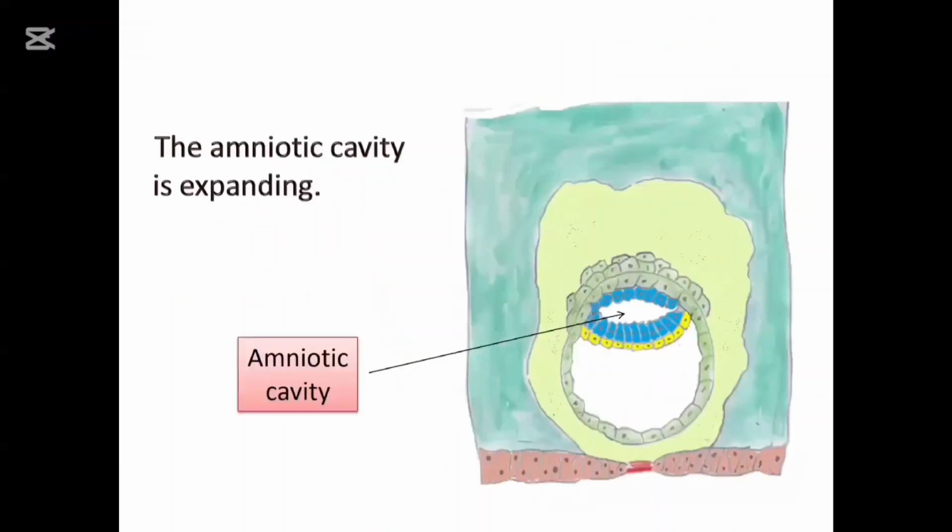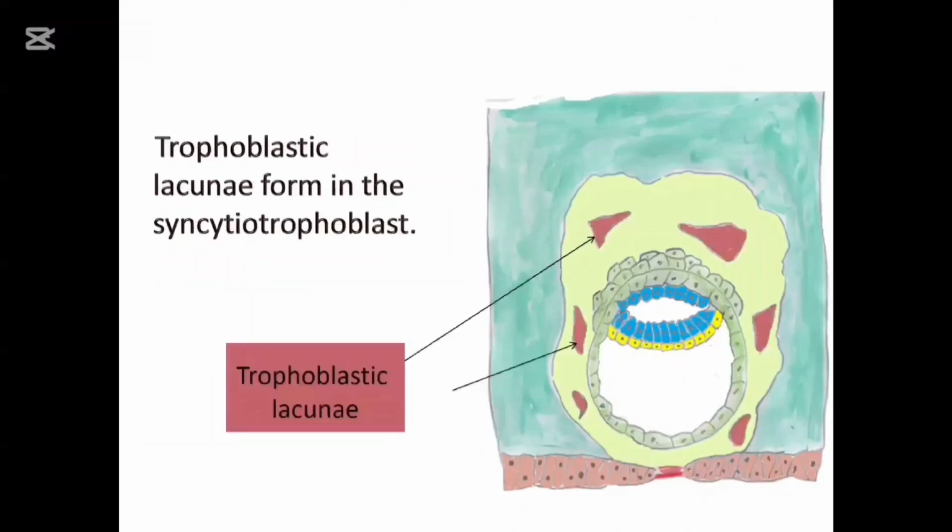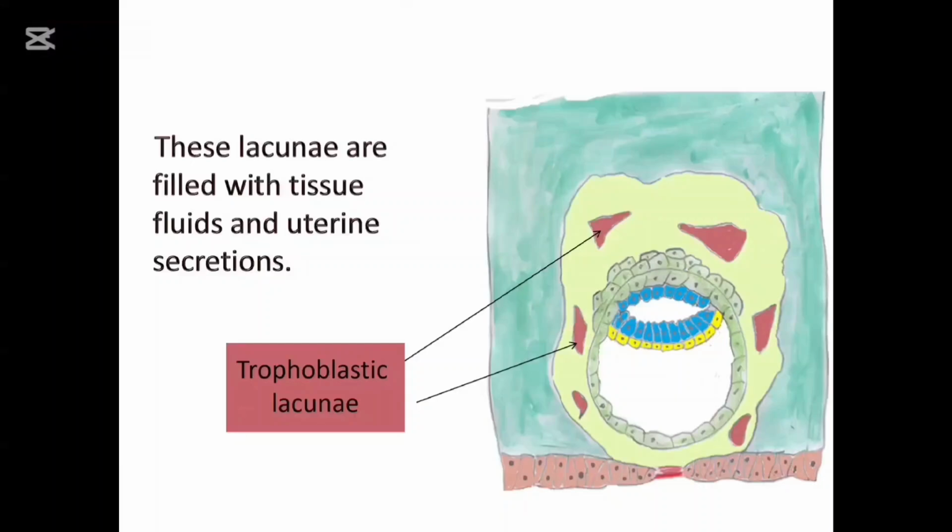The amniotic cavity is expanding. At the same time, syncytial trophoblast is expanding, surrounding the embryo completely. And trophoblastic lacunae will appear and settle in the syncytial trophoblast. They're full of mother's blood. Great.